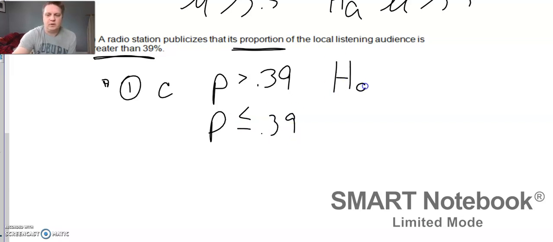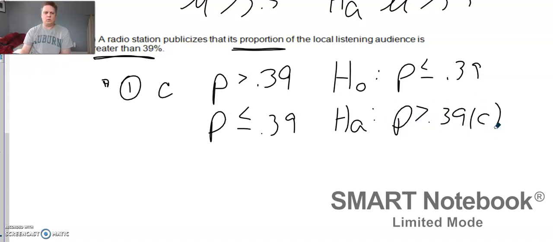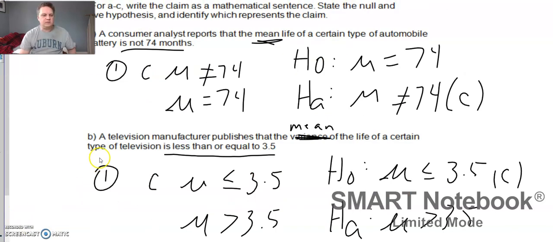Then you have your null and alternate hypothesis. Remember, the null hypothesis is the one that has equal to. So p is less than or equal to 0.39, and p is greater than 0.39, which is your claim. That's as far as we need to go for your step one.